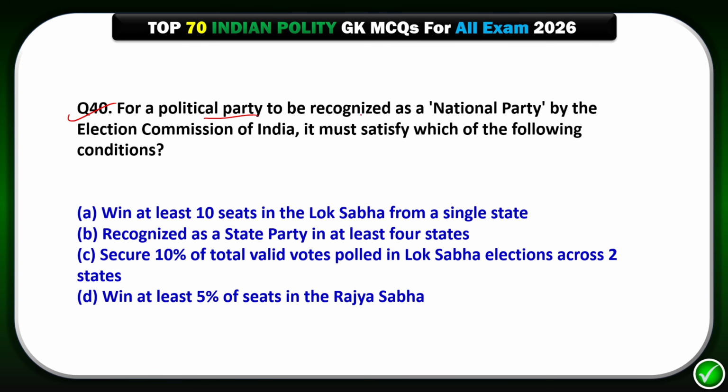40. For a political party to be recognized as a national party by the Election Commission of India, it must satisfy which of the following conditions? Option number B. Recognized as a state party in at least 4 states.